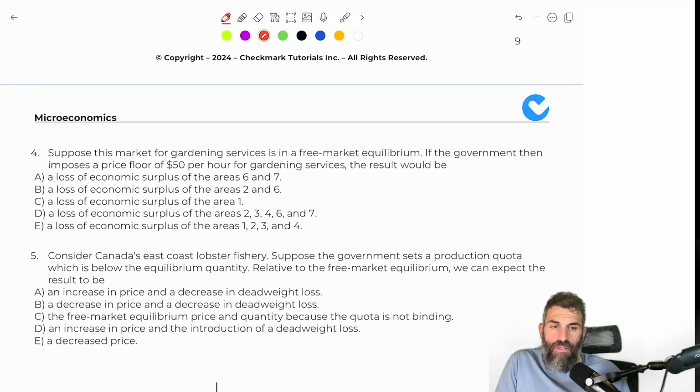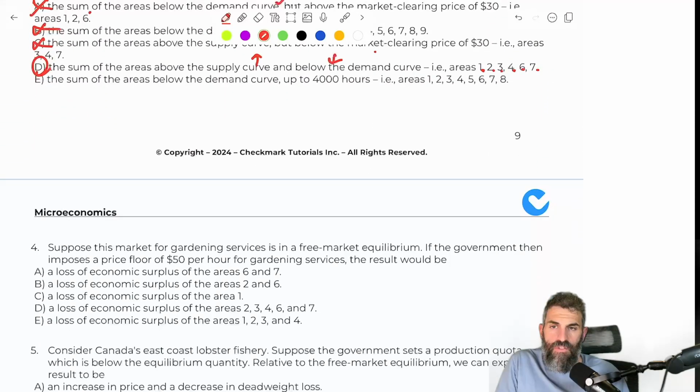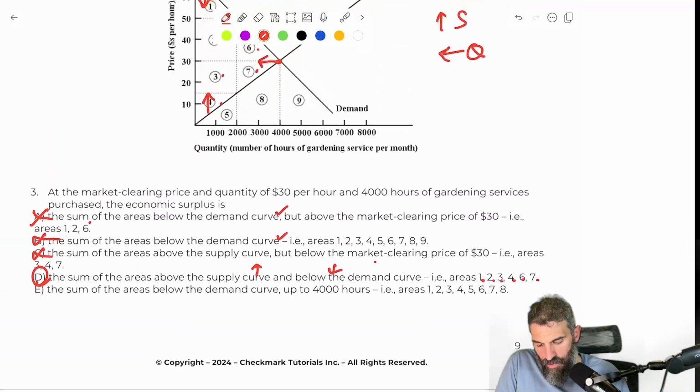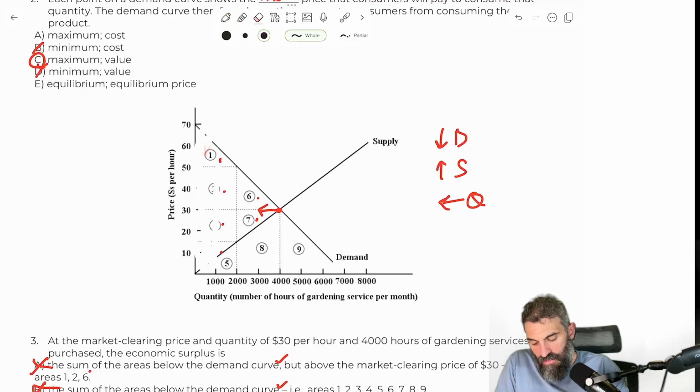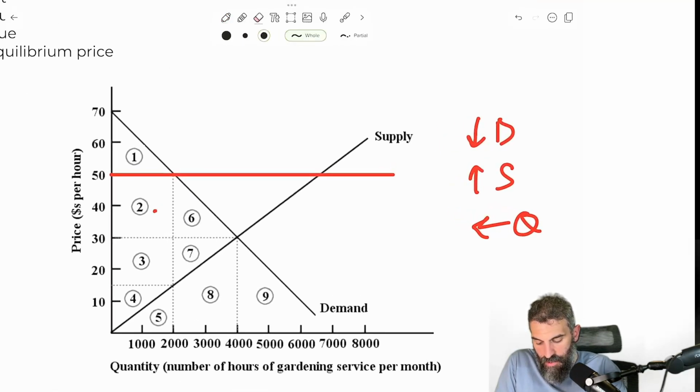Question 4. Suppose this market for gardening services is a free market equilibrium. If the government then imposes a price floor of 50, what would be the result? Okay, so we're back to this graph. If the government were to come in and impose a $50 price floor, what would happen, and we talked about this in the beginning of this chapter, the quantity would go from 4,000, which is the equilibrium, down to 2,000.